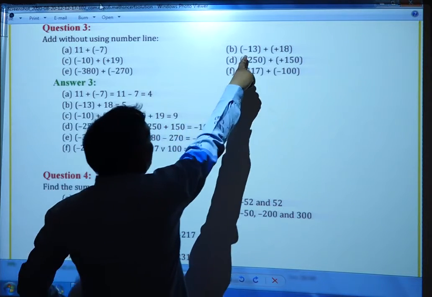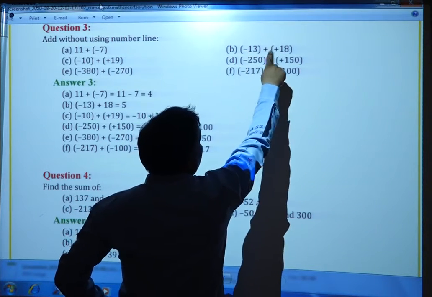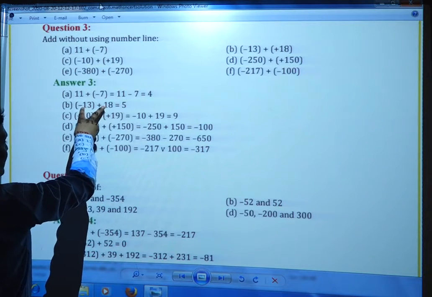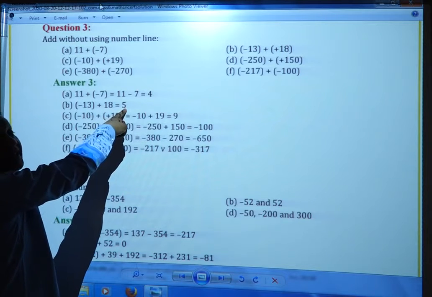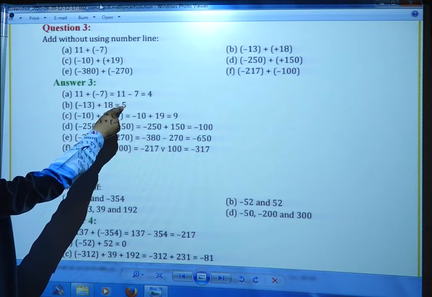Next question. Minus 13 plus 18. When one is plus and one is minus, what do you have to do? Minus. So what is the answer? 5. And you have to put the sign of the greater number. This is the greater number's sign, plus, so you have to put plus. So plus 5 is the answer.